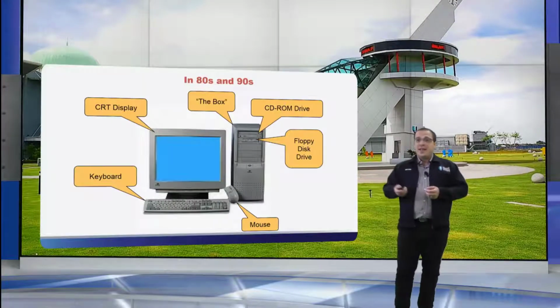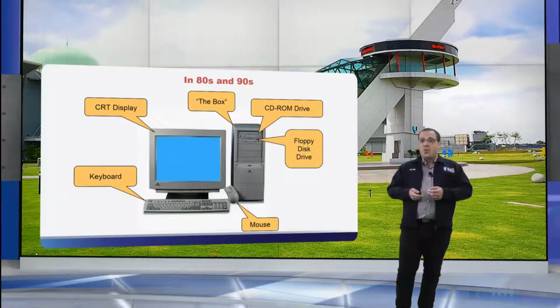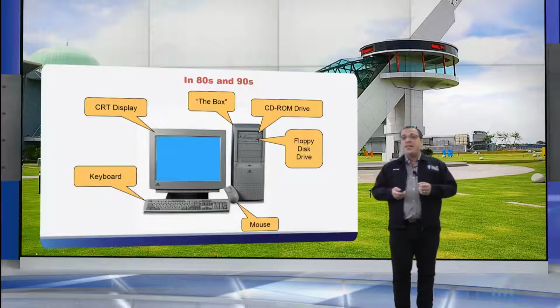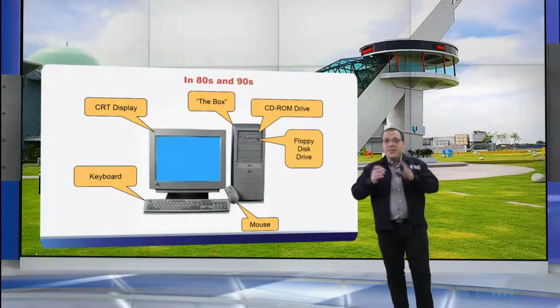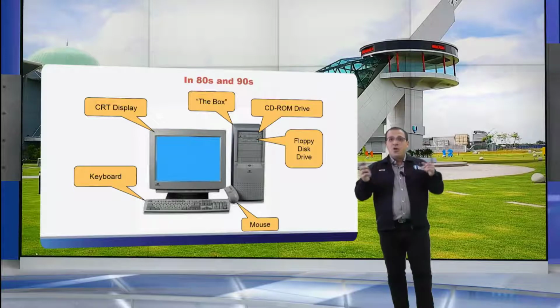In the 80s and 90s, the desktop was very popular because laptops were very expensive. If you look at any desktop, you will find a CRT display or screen, the keyboard, the mouse, the CD-ROM, the floppy disk, a USB memory stick, and so on. And there is the box. Actually, all of this that you see is not part of the computer. They are peripherals, devices for input and output. The real computer is what is inside the box.